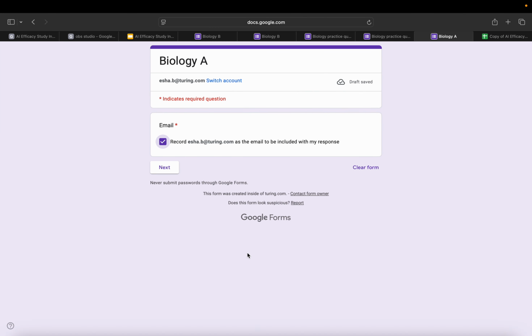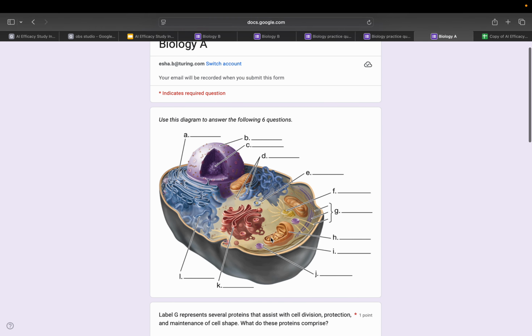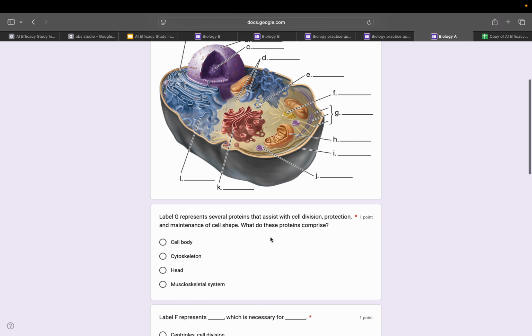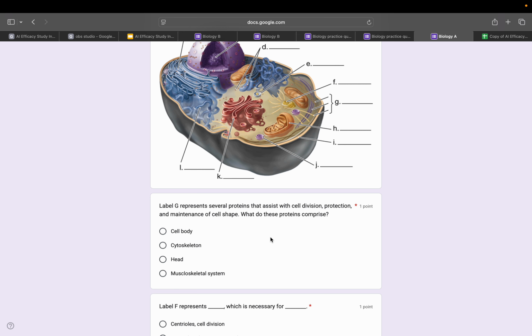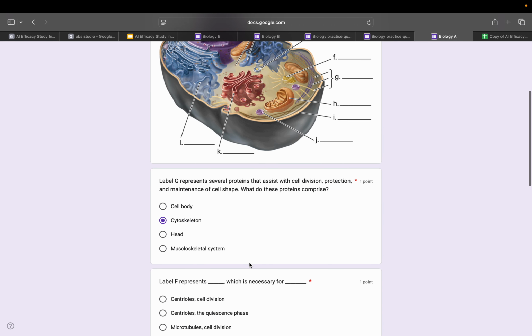And yes, next. Alright, so I again have some cell diagram, and the first question I'm asked: label G represents several proteins that assist with cell division, protection and maintenance of cell shape. What do these proteins comprise? So this is G. This doesn't look like... so there are 3 things. I'll go with cytoskeleton because this is something I remember. I'm not sure what these 3 different types of structures are.